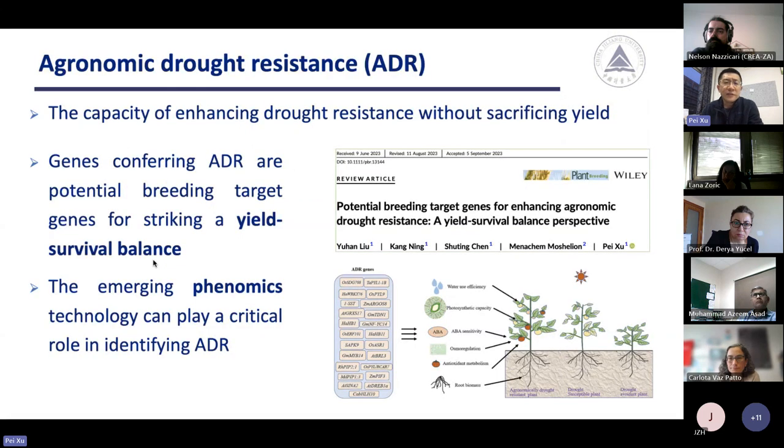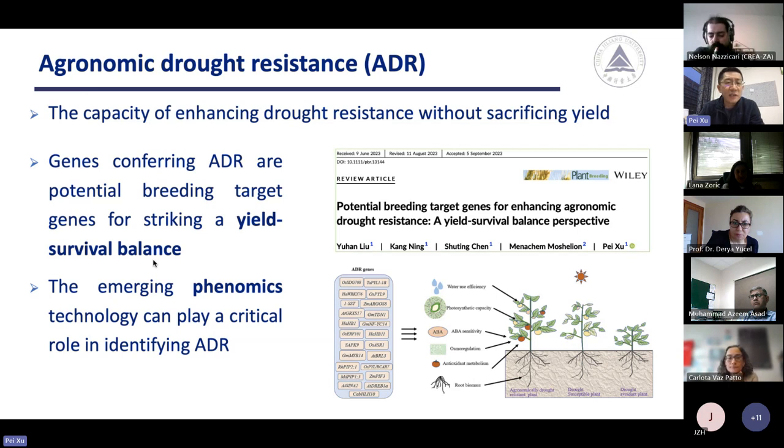So in this sense, it is important to highlight a concept called agronomic drought resistance, or ADR. ADR reflects the capacity of enhancing drought resistance without sacrificing crop yield. There are already many, many genes cloned and shown to correlate with drought response, but only a limited number of genes can really be used in agriculture. And those genes that are conferring agronomic drought resistance are potential breeding target genes for striking a yield-survival balance.